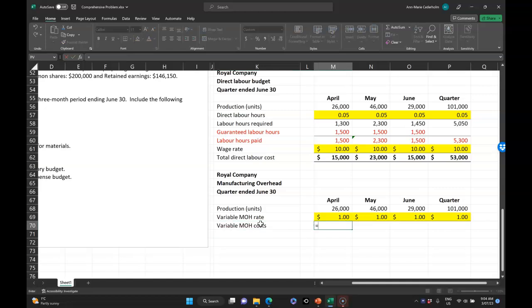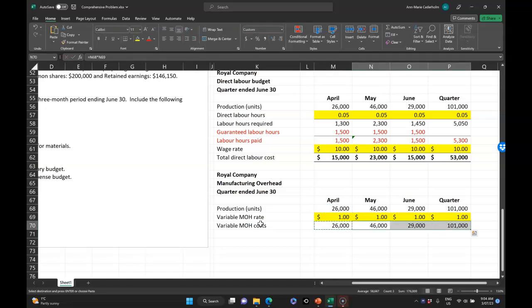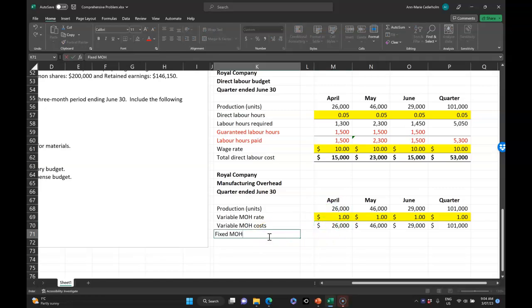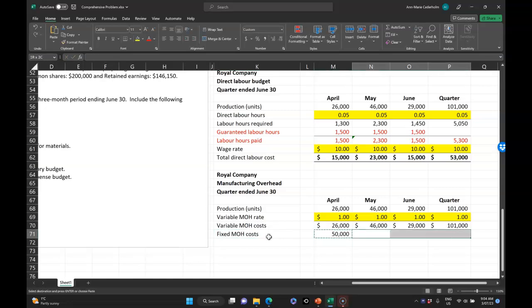Okay, so now what we're going to do is just take the 26,000 and multiply that by the dollar. And I'll just put that as dollars, just to remind you now that that's a dollar amount. This is a unit amount and this is a dollar amount. And now I'm going to add in my fixed manufacturing overhead costs, and the question told me that it was 50,000. So we can just copy and paste that across.